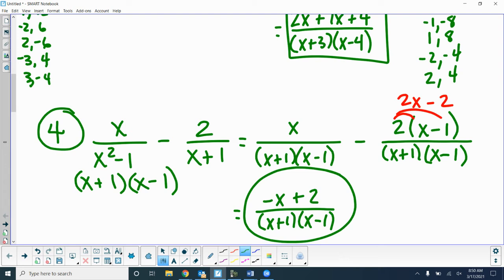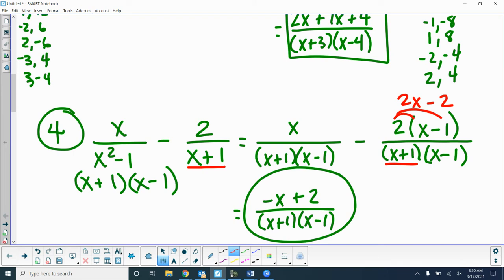Yes, sir. Why did you do the x minus 1 instead of the x plus 1 when you distributed the 2? The original was x plus 1, so that's there. So I multiplied the bottom by x minus 1, so that's why I multiplied the top by it. Right? Okay. Any other questions? All right, so those two, you're gonna have to find a common denominator first.